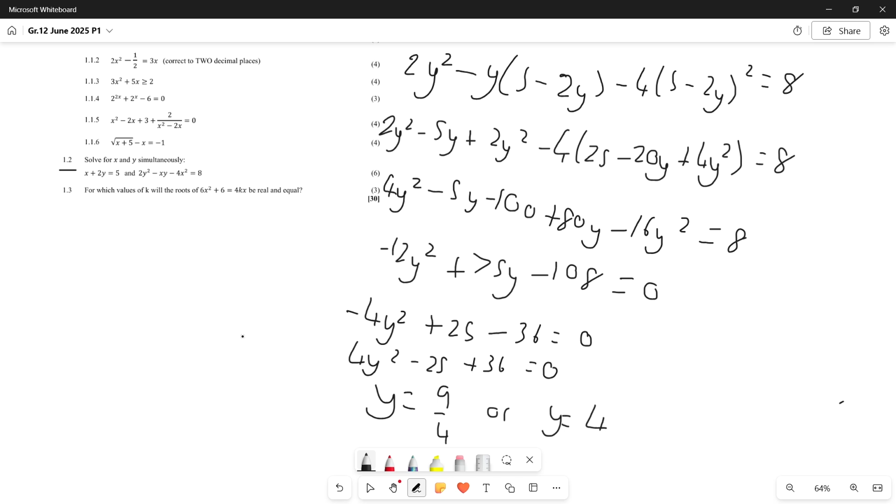So now that we have 2 values of y, I'm going to move over here. We're going to plug them back into one of these original equations. I'm going to do this guy over here, and then we can just solve for it. So x equals 5 minus 2 times 4, and x equals 5 minus 2 times 9 over 4. So we're just going to solve these, and then we have our 2 values for y, our 2 values for x, and we are done. So this guy equals minus 3, and this guy equals 1 over 2.